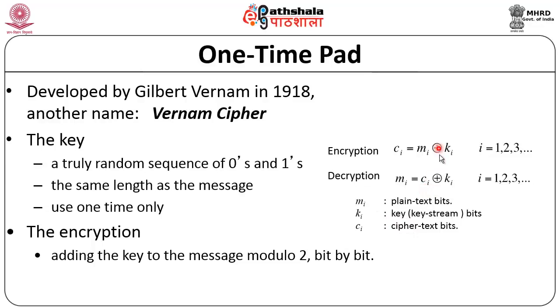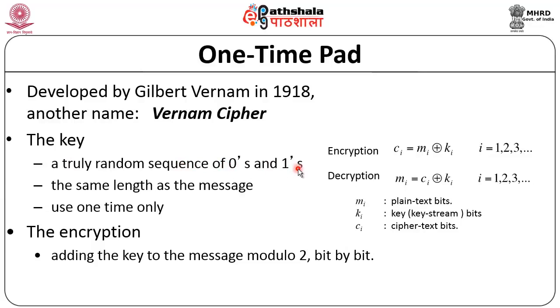Now the property of the XOR operation: when both inputs are 0, we get 0, and if both inputs are 1, we also get 0. If one is 0 and the other is 1, we get 1 as the output. Using this property, the key values cancel each other and we get back the original message. The key is a truly random sequence of zeros and ones.